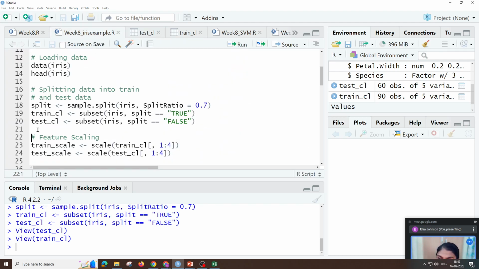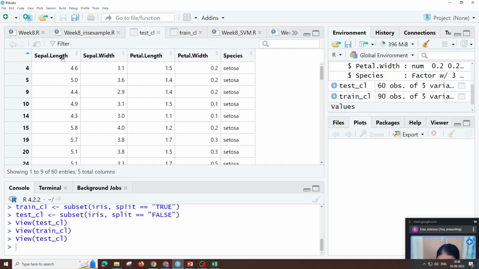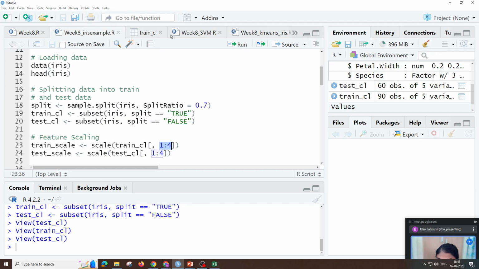So it is done. Now the next thing is feature scaling. Here in feature scaling, we will be scaling the data separately. So train scale equals scale train columns 1 to 4, test scale equals scale test columns 1 to 4, okay. Why are we doing 1 to 4? Because in columns 1 to 4 only the features are present, and the fifth column is the target. Okay, I hope that's clear.